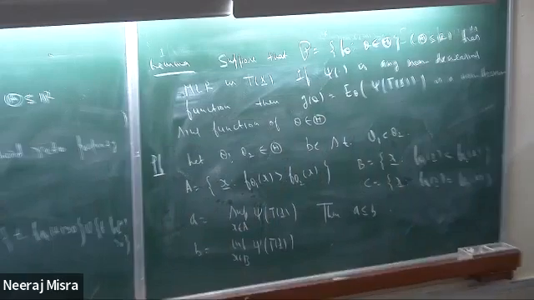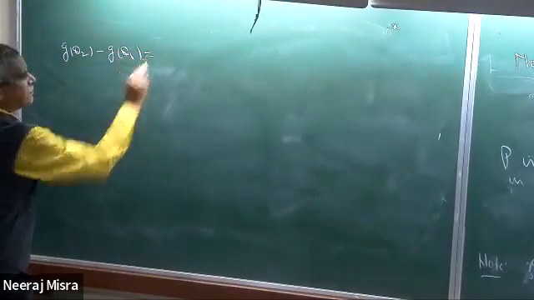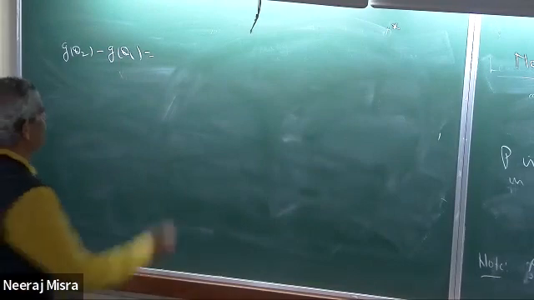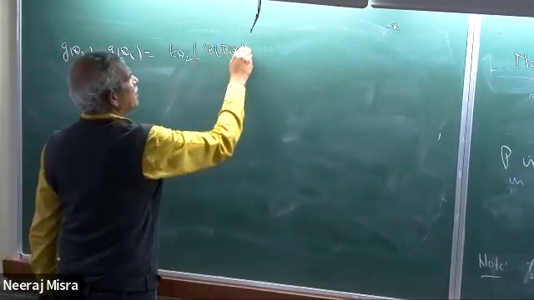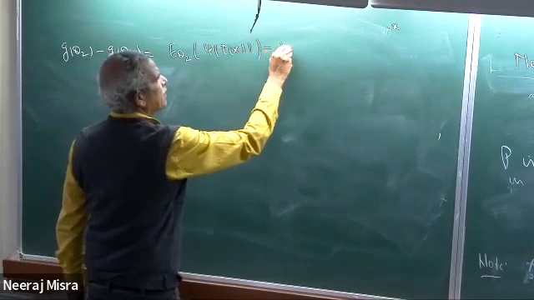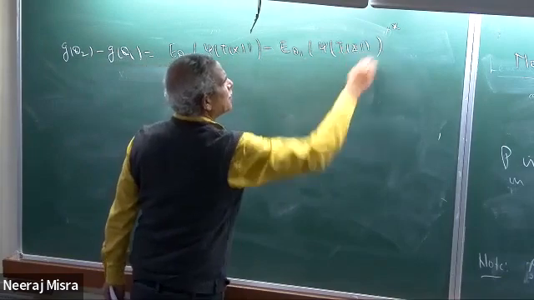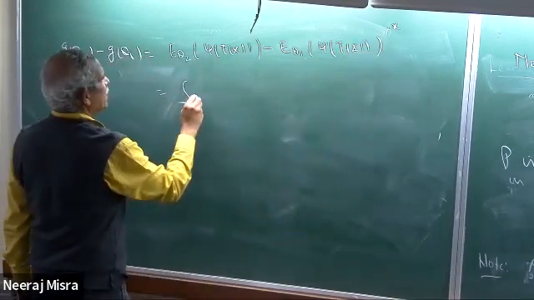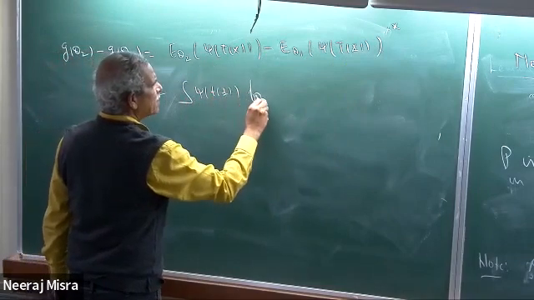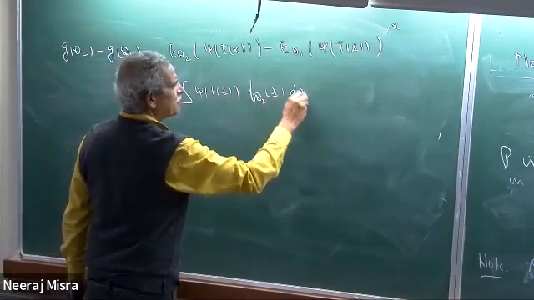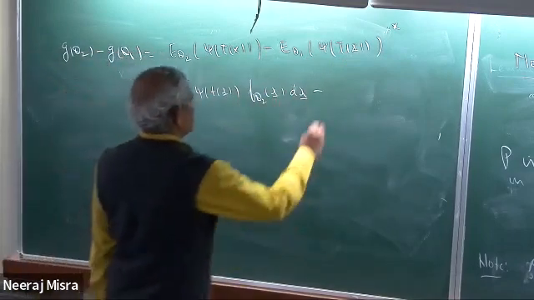So g(theta 2) minus g(theta 1) is the same as the expected value of psi of T(x) minus E_theta1 of psi of T(x), which is the integral over psi of T(x) into f_theta2(x). In the case of discrete, it would be a summation sign, right?